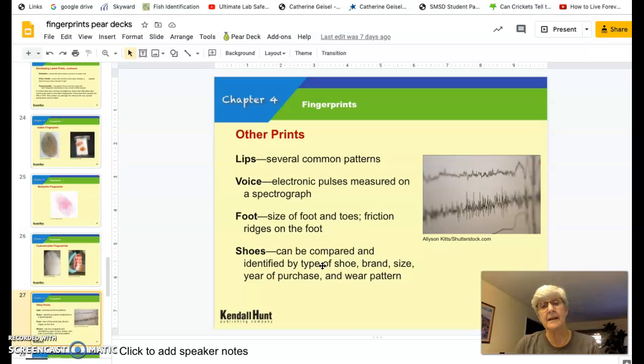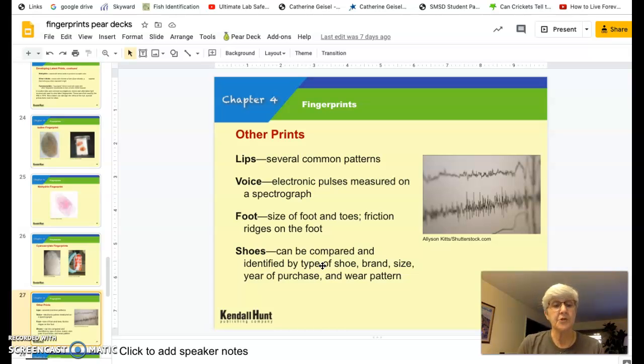Some other prints that can be used to identify individuals. Lip prints. There's a lab that we have that we might do later on called Sealed with a Kiss, where you can look at the patterns left by lipstick. Your voice can be measured as far as how you speak.